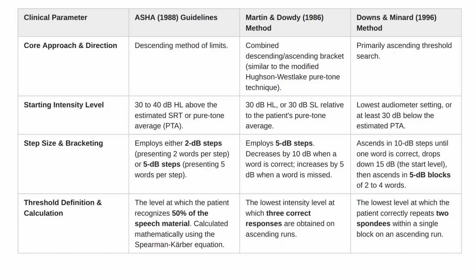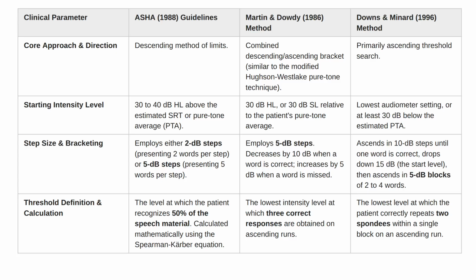So here's a breakdown of 3 different methods. I've got the Martin and Dowdy method, 1986. I've got the Downs-Bernard method, 1996. And then I also have the ASHA 1988 guidelines. These ASHA 1988 guidelines are the newest form of the ASHA method. It's still considered the recommended ASHA procedure, but it is not widely used.